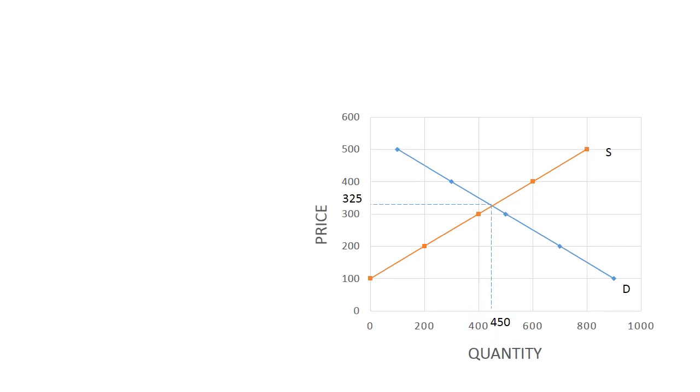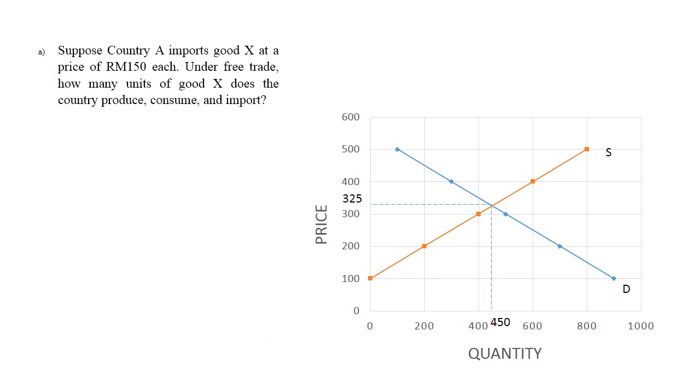So let's get back to question A. Suppose country A imports goods at a price of RM150 each under free trade. How many units of goods does the country produce, consume, and import? If you look at this question, the world price is equal to 150. This is our new supply curve after we import goods from another country.